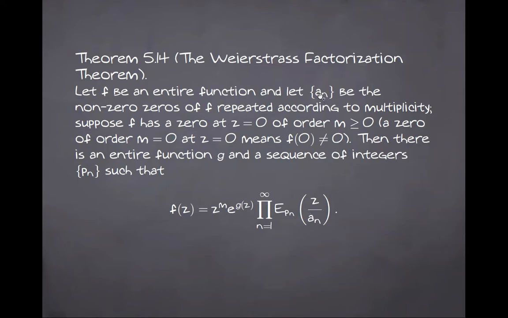So any function with given sequence of non-zero zeros, and z equals 0 a zero of order m, is of this form: z^m e^{g(z)} for some entire function g, times the product of all these elementary factors. Right, so let us see the proof now. I hope the statement of the result is clear.